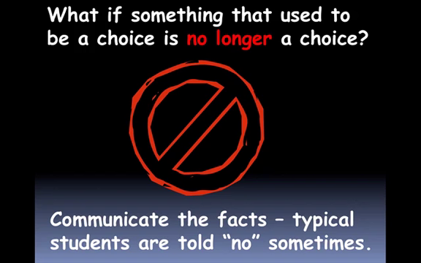So what do we do if something that used to be a choice is not a choice anymore? You know, sometimes we don't have a chance to go to the grocery store and we run out of something. Typical kids are told no all the time. So our kids with autism, we have to tell them no also, and we have to teach them to understand that sometimes things are not available.